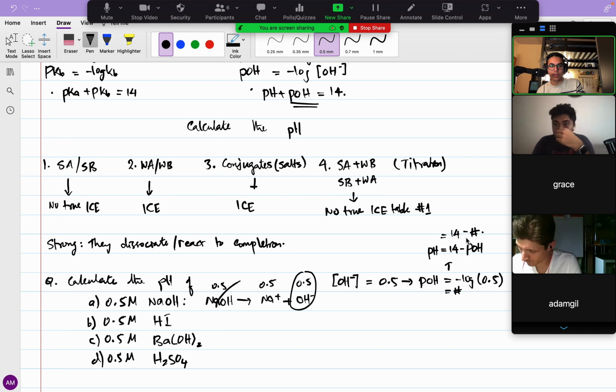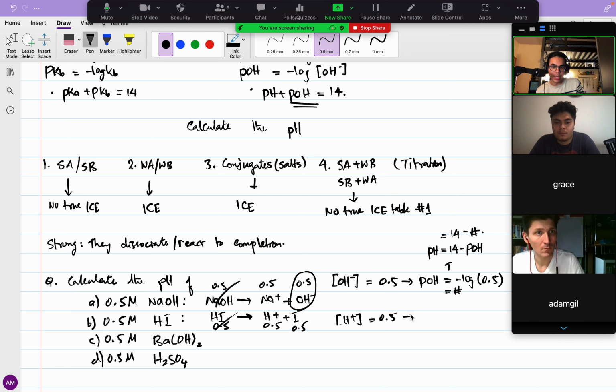All right, Jonathan, break up HI for me. H plus and I minus. So if this was 0.5, they would each be 0.5, and this goes away. And so what would the pH be? It would be negative log of 0.5, right? Yeah, and nothing else because we have H plus directly in this case.